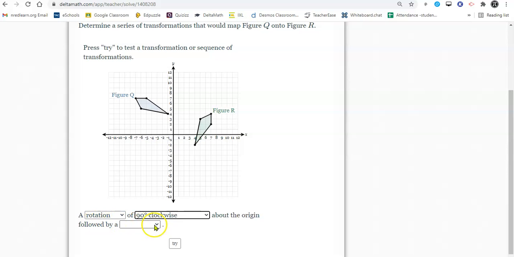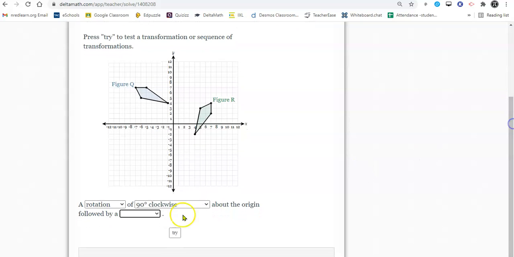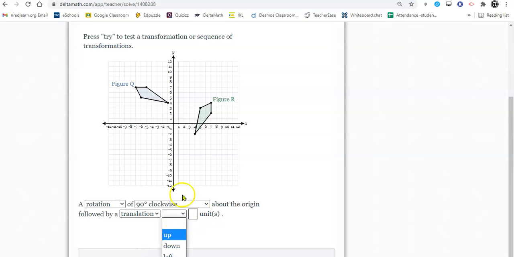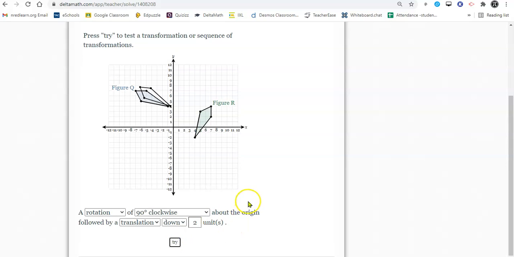Now, I have to fill in something down here. I don't know what the answer is right now, so I'm just going to take a guess because that's what this whole discovery lesson is about. Maybe it's going down. I think it's going to turn, and then maybe it's going to go down 2 units. I'm just guessing. So I choose try, and then it goes down 1, 2. Oh, I was so close.